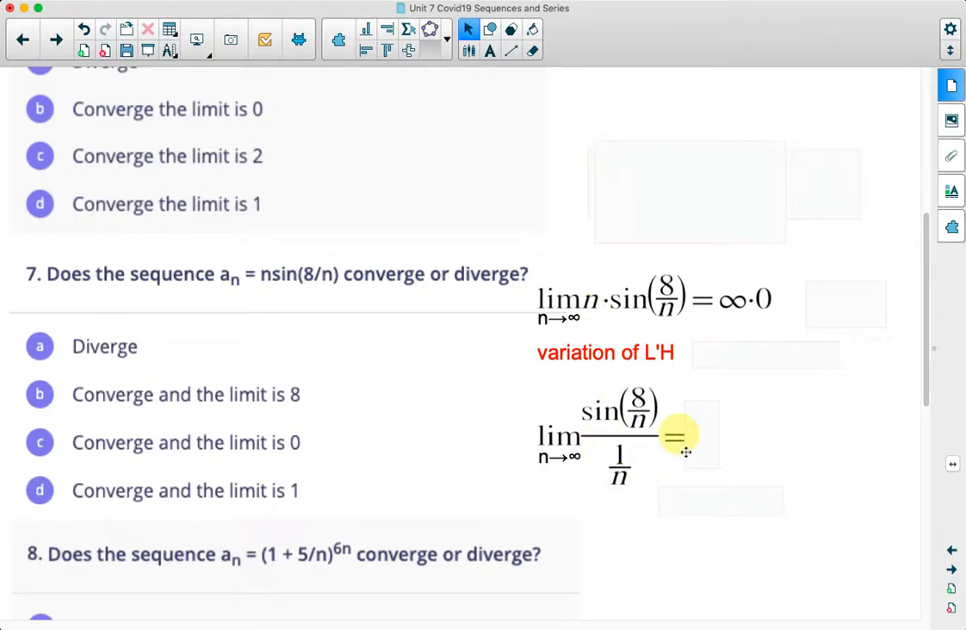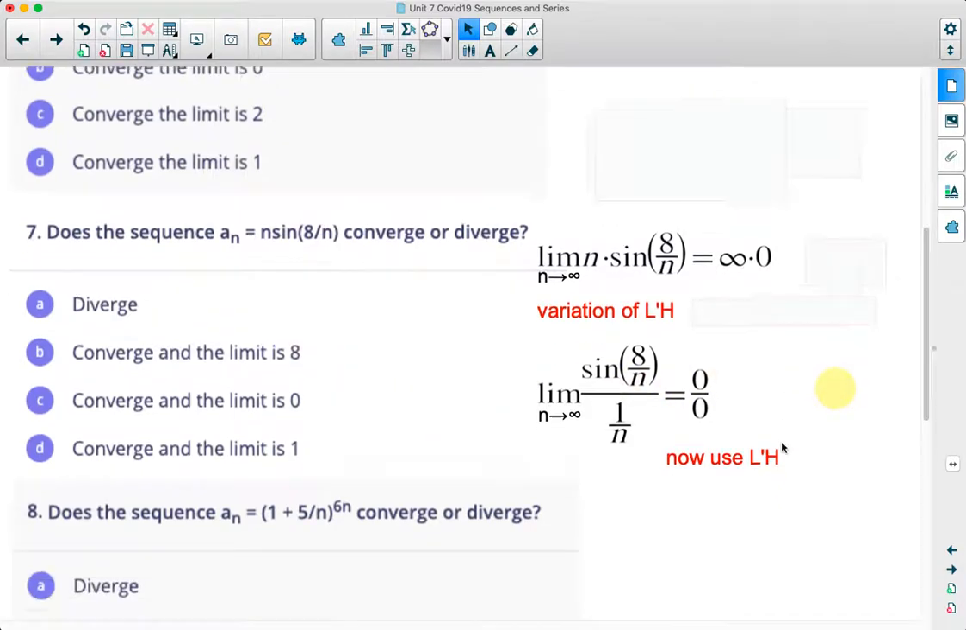So now we're dealing with a 0 in sine of 8 over n, and 1 over infinity is also 0. We now have 0 over 0. This is a L'Hopital's case directly. Go back, take the derivative of the numerator and the derivative of the denominator, and you will end up with one of those answers over there. In fact, you should end up at 8. You can go back and check that.